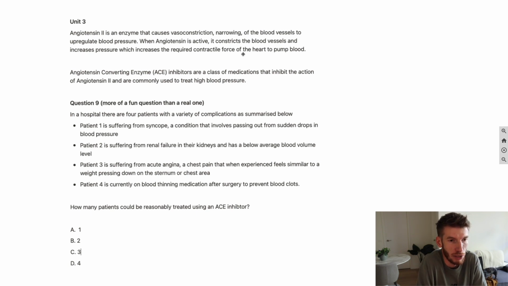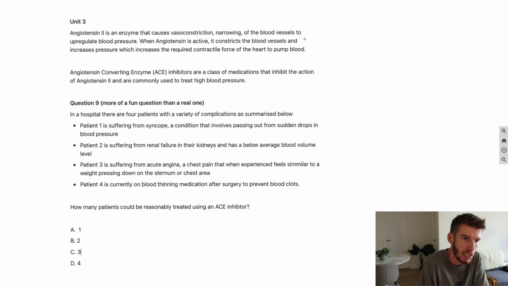Angiotensin 2 is an enzyme that causes vasoconstriction, narrowing of the blood vessels to upregulate blood pressure. When angiotensin is active, it constricts the blood vessels and increases pressure, which increases the required contractile force of the heart to pump blood. Angiotensin converting enzyme, or ACE inhibitors, are a class of medications that inhibit the action of angiotensin and are commonly used to treat high blood pressure.